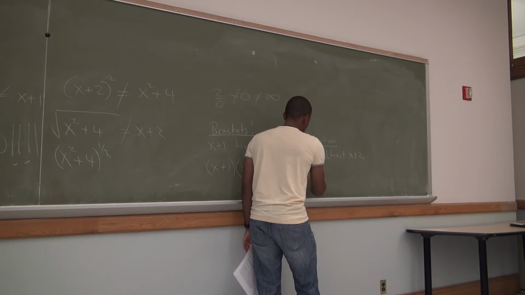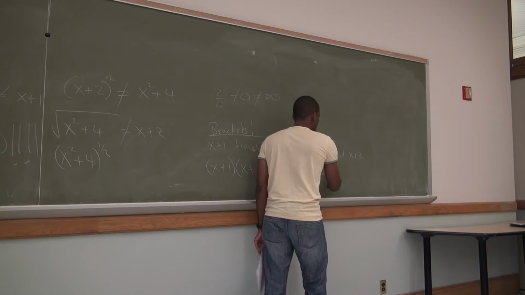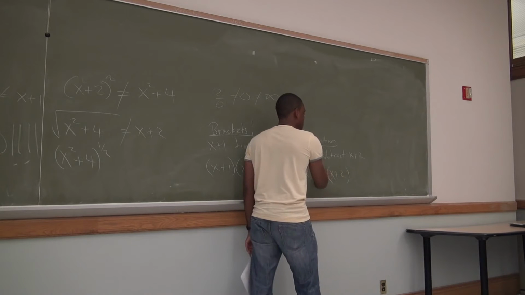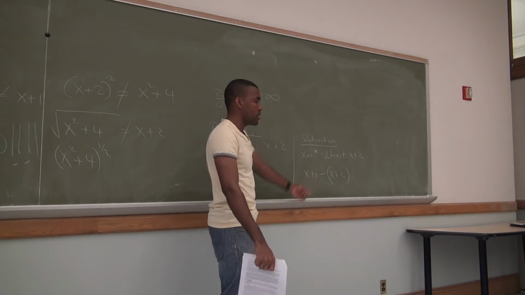Then you have the x plus 1, and you put a minus sign. After the minus sign, you make sure you open brackets, right? Because that negative sign has to distribute. If you don't put the brackets, it means you're just subtracting the x.